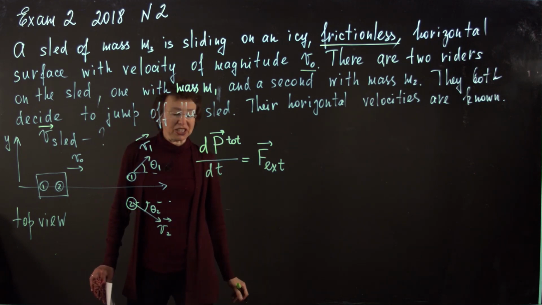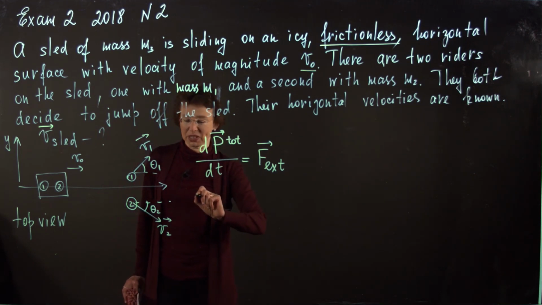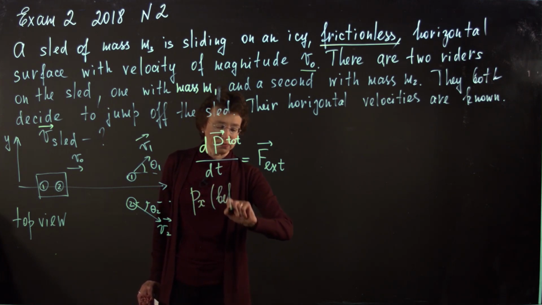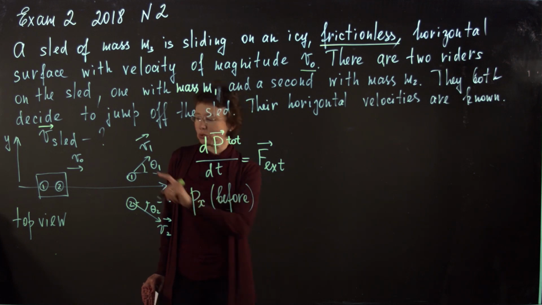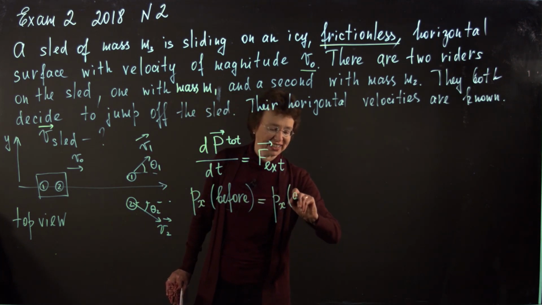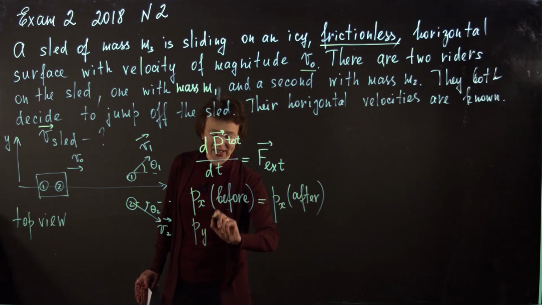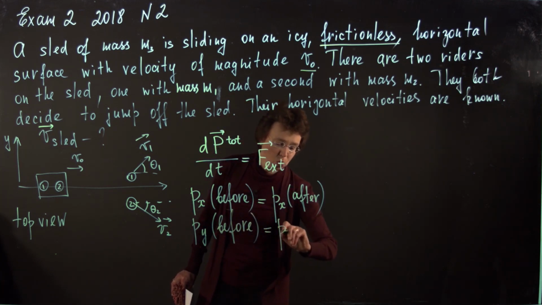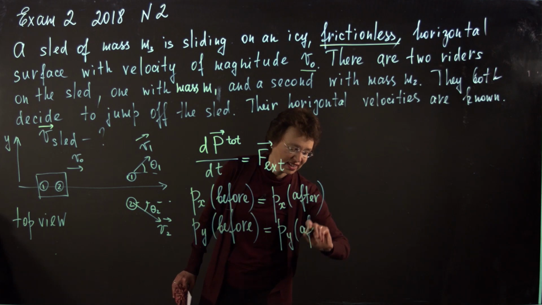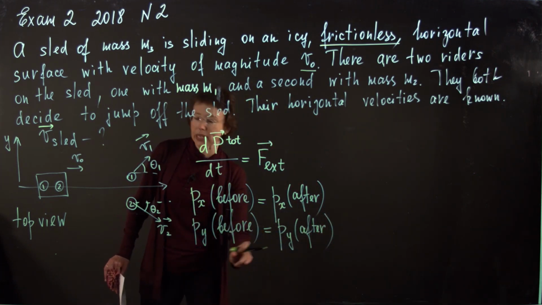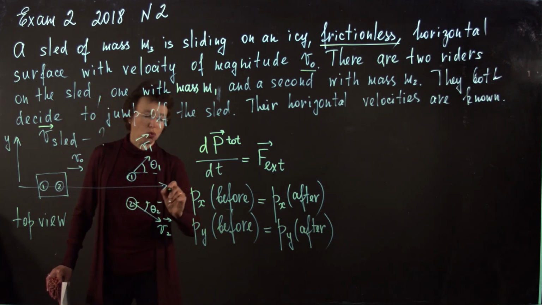Then momentum is conserved, and momentum p is a vector. I break it into components. Px before these two jump off has to be equal to px after, and py before is equal to py after. Important thing is that now, after you write it in components, you have to specify your coordinate system.